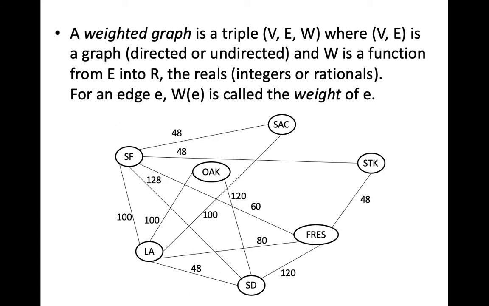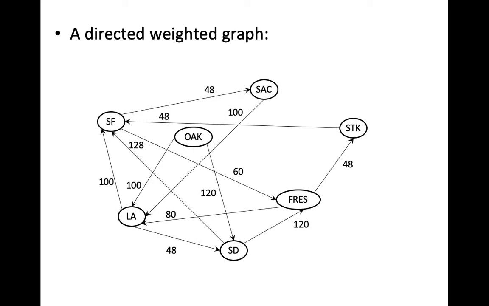We will see that when we have directed graphs, edges connecting the same points may have different weights. If two nodes are not connected through an edge, then we say that the weight of the non-existing edge is infinity. For a directed weighted graph, we have weights on the arcs. So for the same example, from SF to SAC, the weight is 48, but from SAC to SF, we do not have an arc, therefore the weight is infinity.